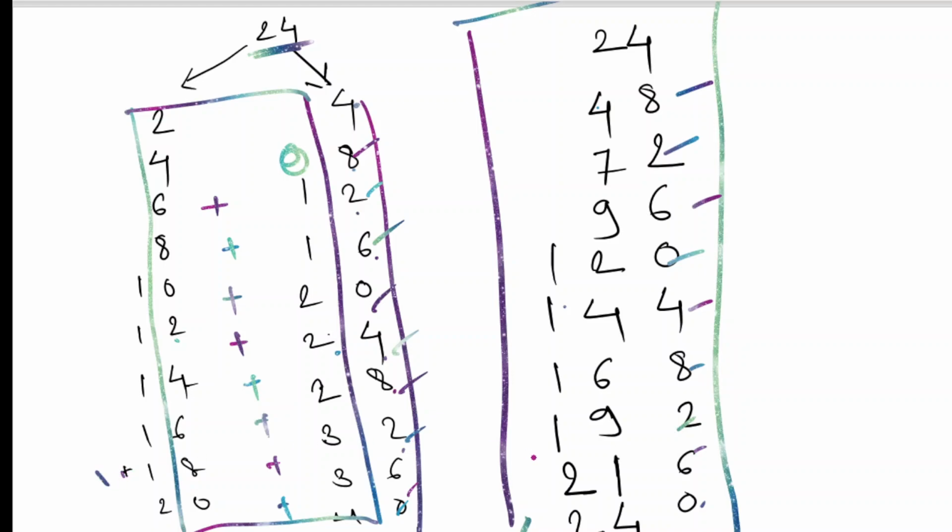So 1 plus 1 is 2. That's why here it is 2. Now 0 plus 4 is 4, and this 2 is here. So our table of 24 is ready without any hard calculation. Hope you understand. Thank you.